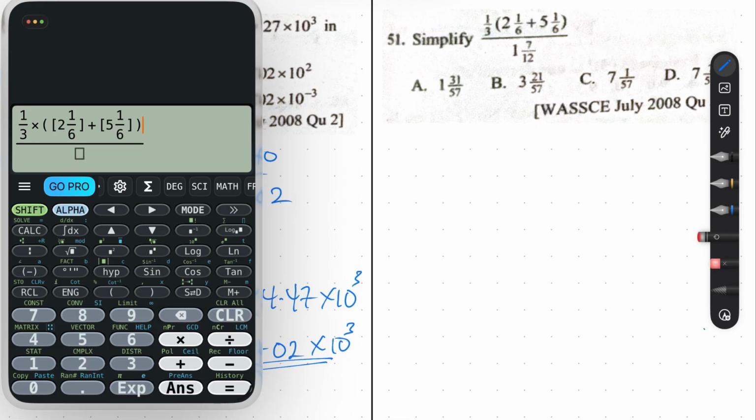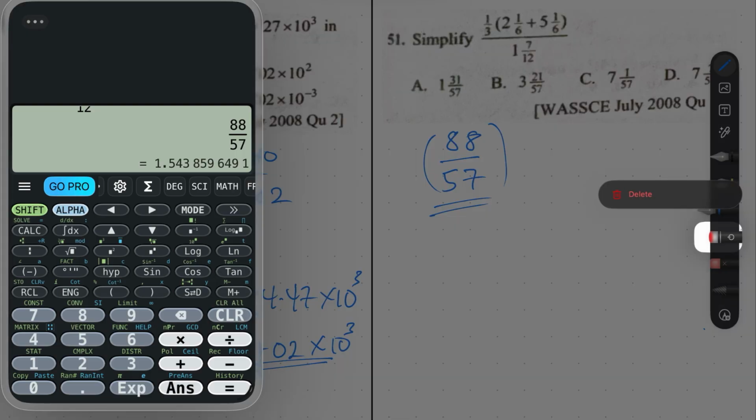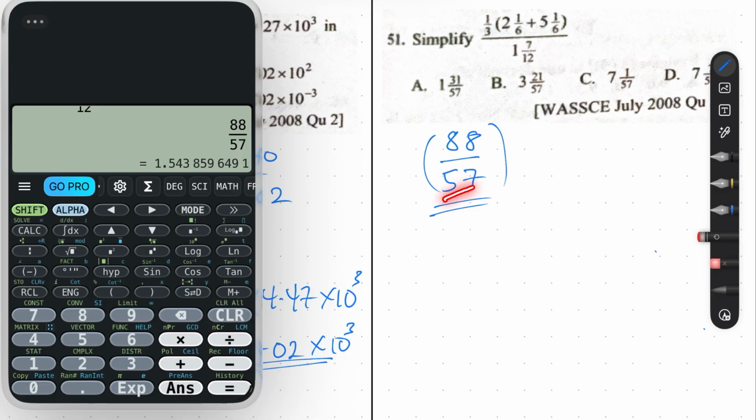Then down here we have a mixed fraction as well, which is 1 whole number 7 over 12. So what is our answer? Our answer is 88 over 57. Do we have it here? No, our options are in mixed fraction, so we need to convert this into a mixed fraction. So how do we do that? We find how many times 57 goes into 88. Then the remainder will be the numerator over 57, right?